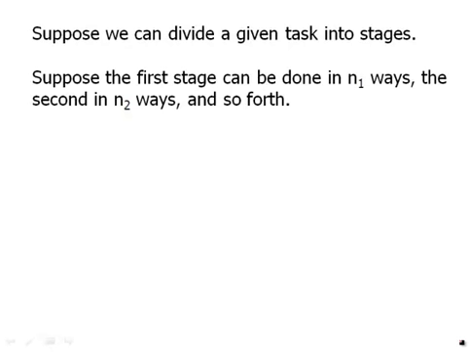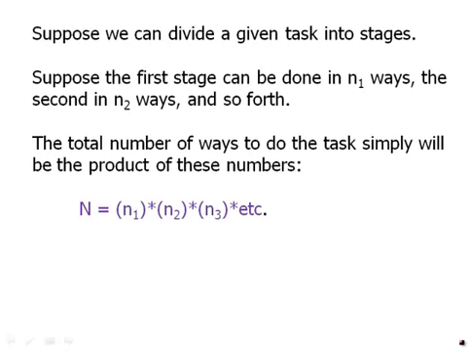Suppose we can divide a given task into stages. Suppose the first stage can be done in n sub 1 ways, the second stage in n sub 2 ways, and so forth. The total number of ways to do the task will simply be the product of all these numbers. So the number of ways we can do the first stage, times the number of choices we can make in the second stage, times the number of choices we can make in the third stage, etc. We just find the product. Very simple.